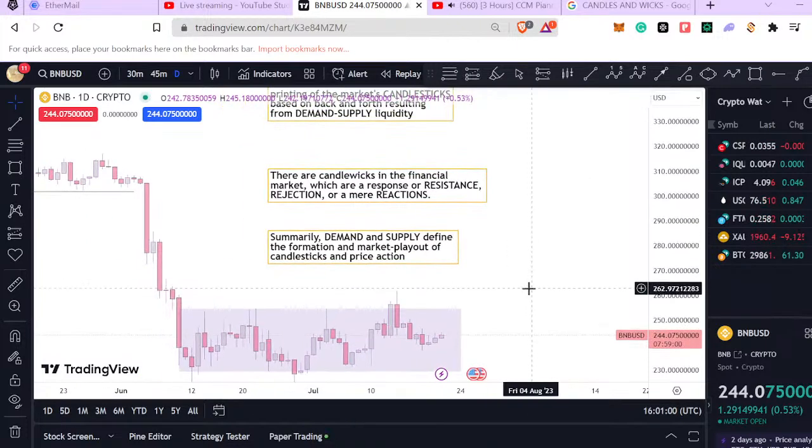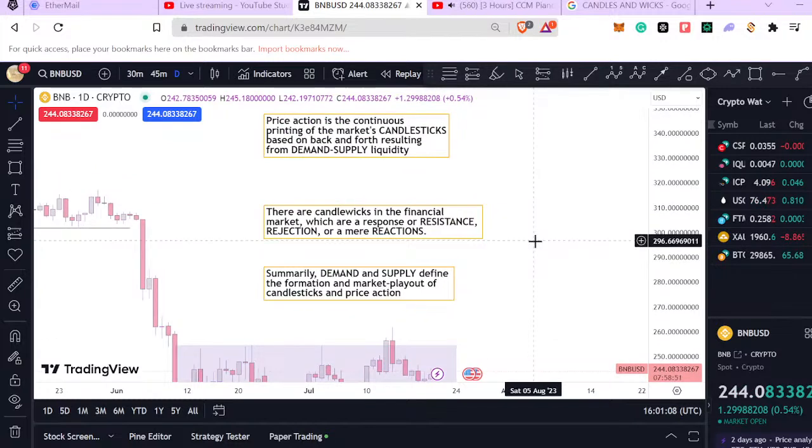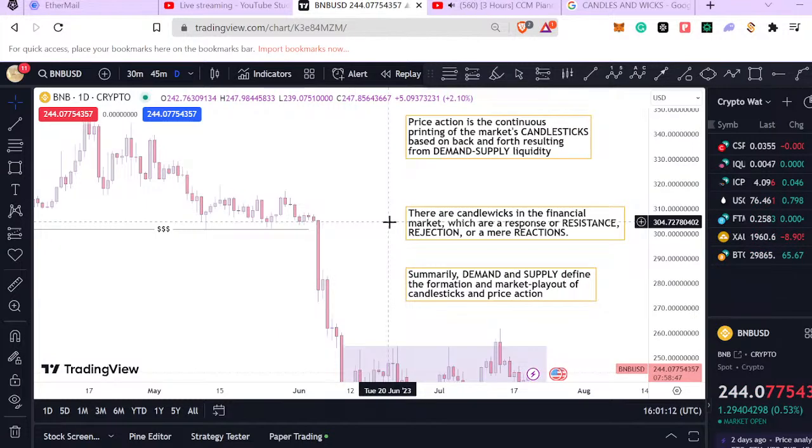So what do you see there? I think that's cool. Now, having understood that, you might be asking: we've understood that price action is basically the principles of the market candlesticks, based on the back and forth resulting from demand and supply and liquidity. Now, how do I study price action?